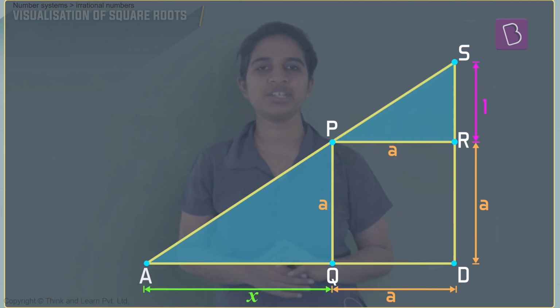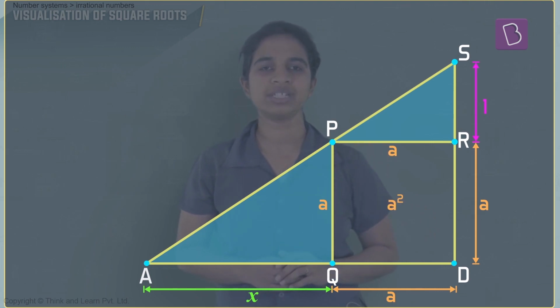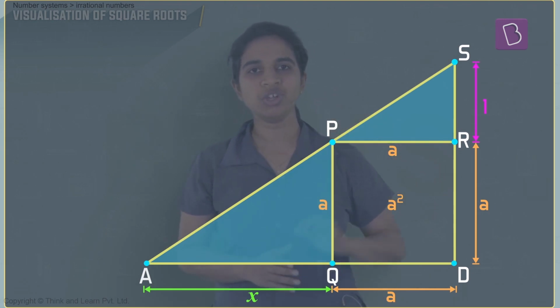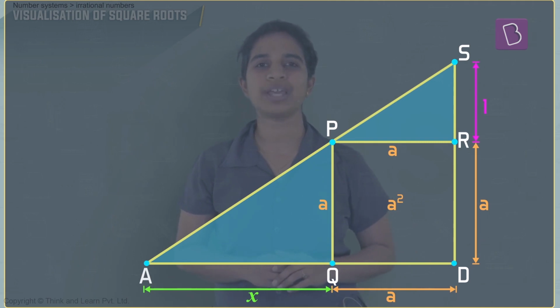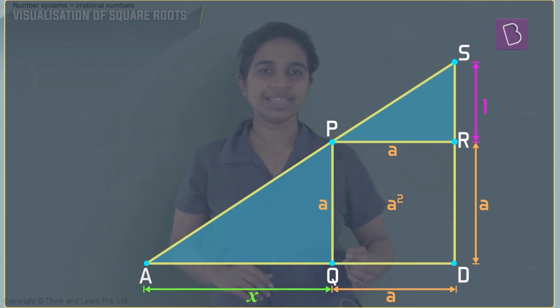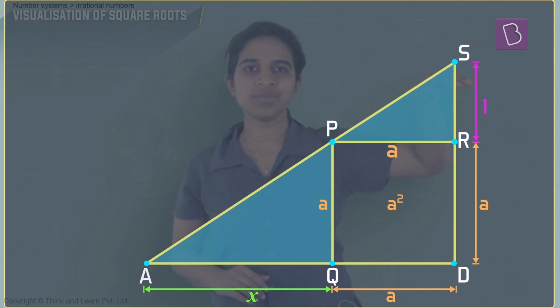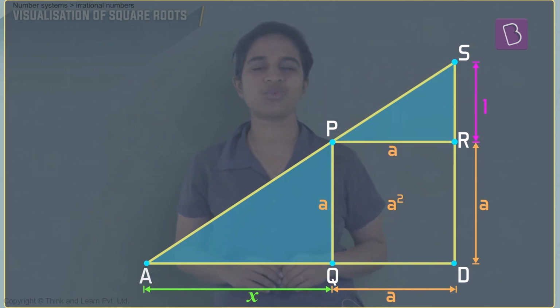What is this unshaded region that remains? This is nothing but a square with area A squared, right? We'd assumed this side to be A. We are trying to prove that it's root x. So the unshaded region is nothing but a square with area A squared. The reason is this vertical side is A by construction. Then we rotated this same triangle, so obviously this horizontal side will also be the same. So this is nothing but a square with sides A by A.